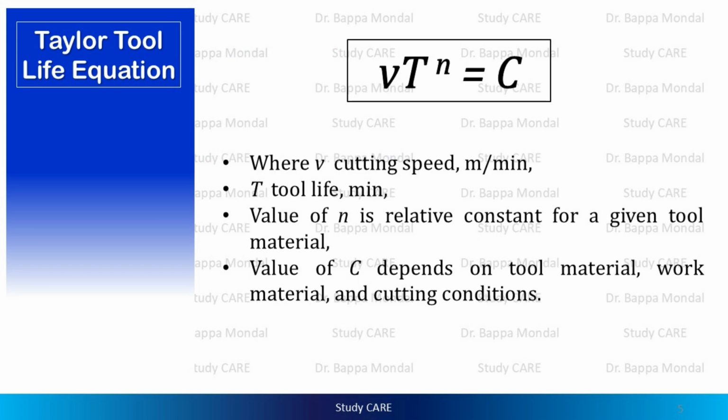This is the Taylor tool life equation, where V is cutting speed, m/min, and T is tool life, min. The value of n is relatively constant for a given tool material. The value of C depends on tool material, work material, and cutting conditions.